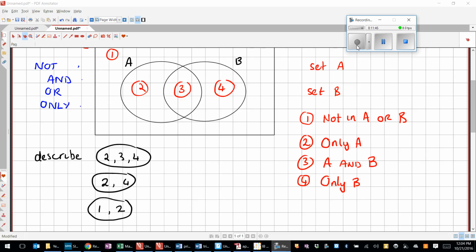If I say to you, the universal set has shapes in it, squares, rectangles, things like that. Set A might be four-sided shapes, and set B might be shapes with parallel sides. So I've got two different sets. How could you describe a shape if it was in region 2, 3, or 4? Without being specific, what would it be relative to set A and B?